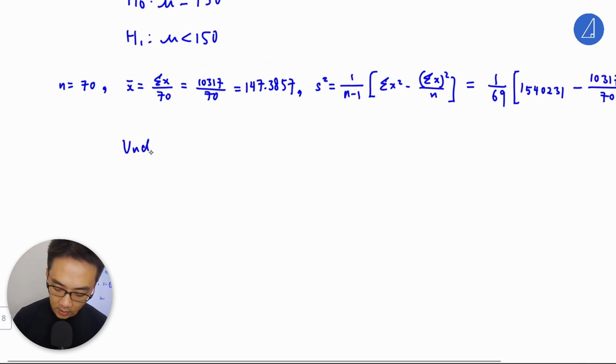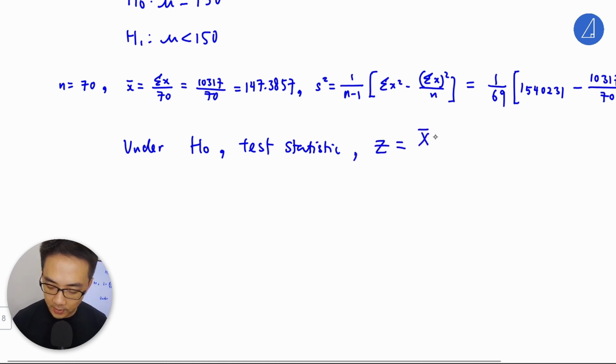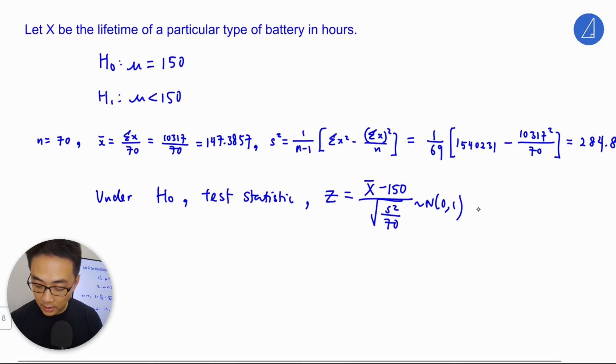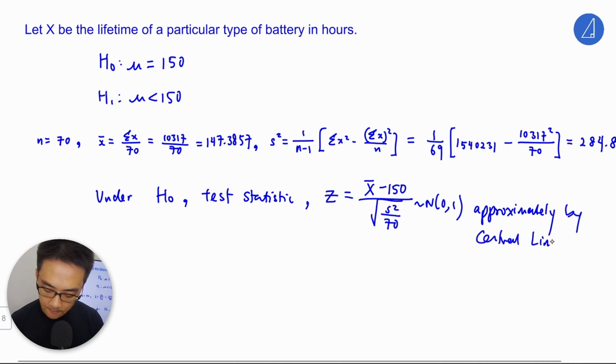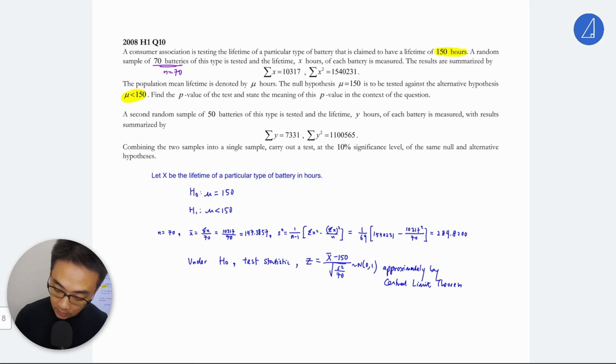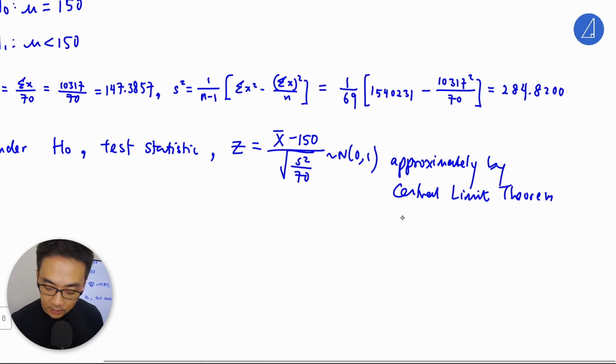Under H naught, write this down. You're using a z statistic. The test statistic, which is z equals x bar minus 150 over s over square root of 70, is normally distributed N(0,1) approximately by CLT. A lot of students will forget to write this because the population is not known to be normally distributed. You just take a large enough sample size.